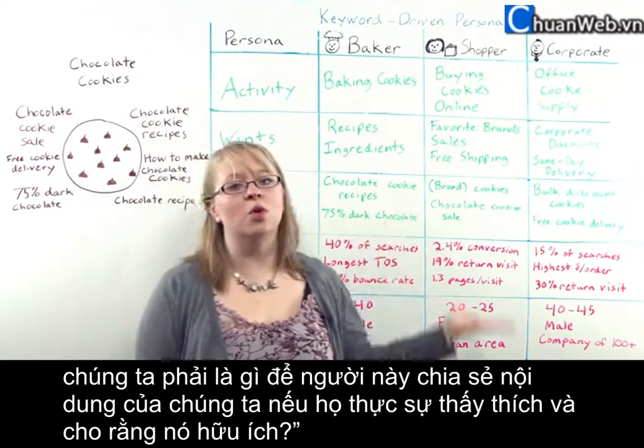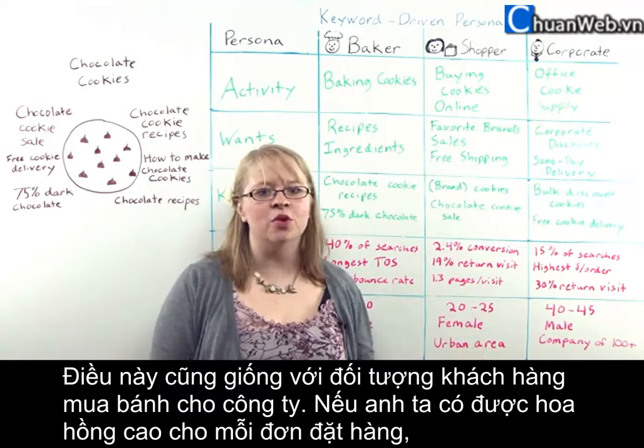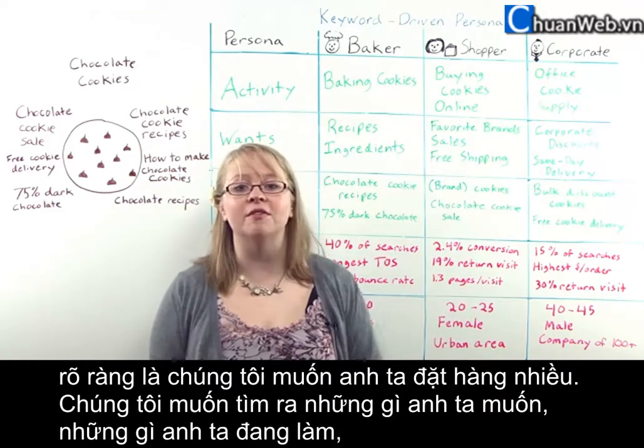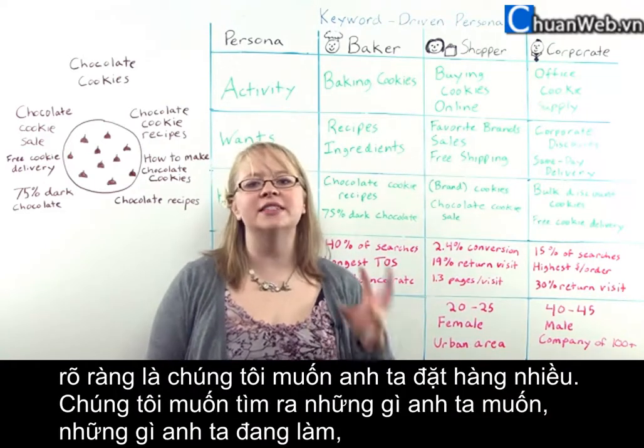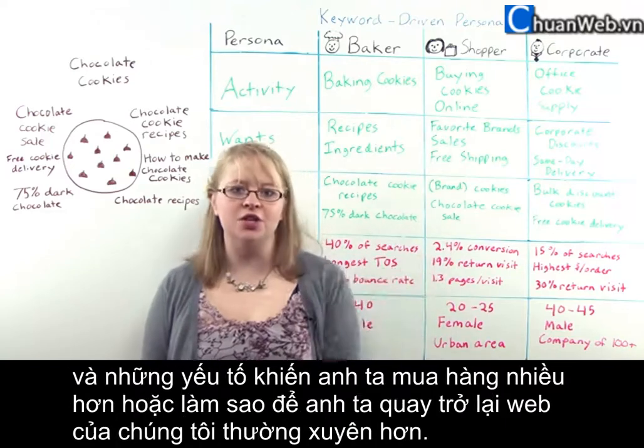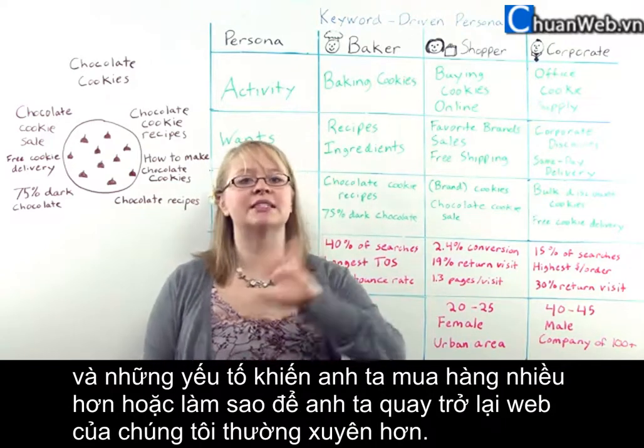The same thing with the corporate guy. If he's got the highest revenue per order, obviously we want more of this guy. So we want to figure out, what does he want? What is he doing? What are the triggers that we can use that get him to buy more, that get him to return to the site more?